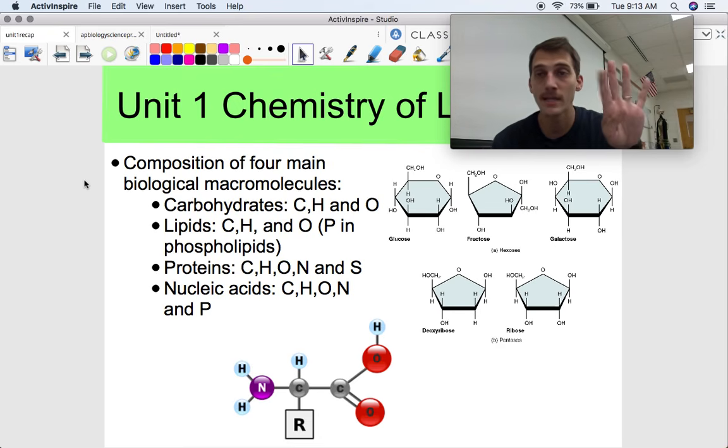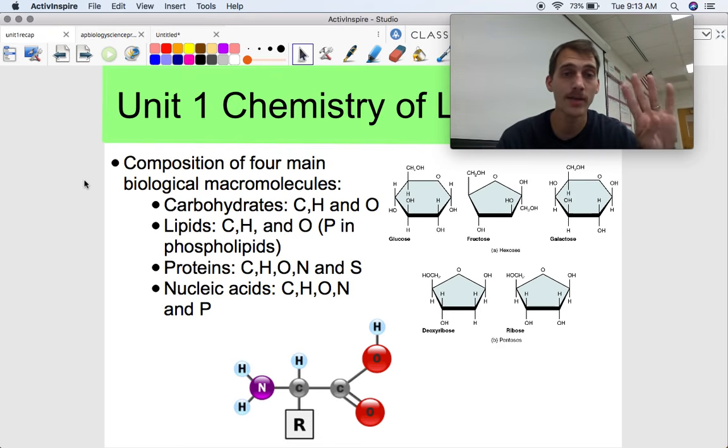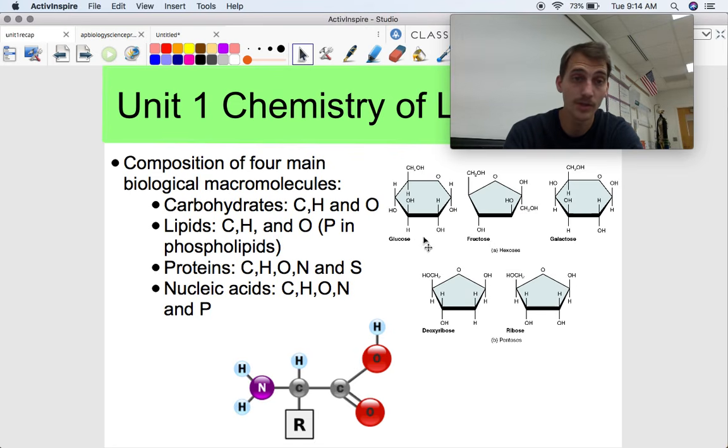All right, a couple more things in 1.2, the composition of biological macromolecules. Here are our 4 main titans: carbohydrates, lipids, proteins, and nucleic acids, and these are the elements that comprise each. Carbohydrates: carbon, hydrogen, and oxygen. You can see only those 3 atoms in a whole bunch of these monosaccharides over here. Those are all very, very simple sugars.